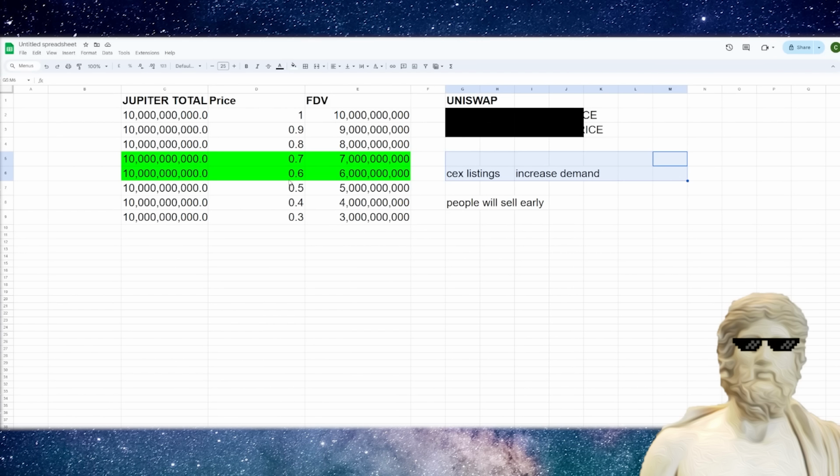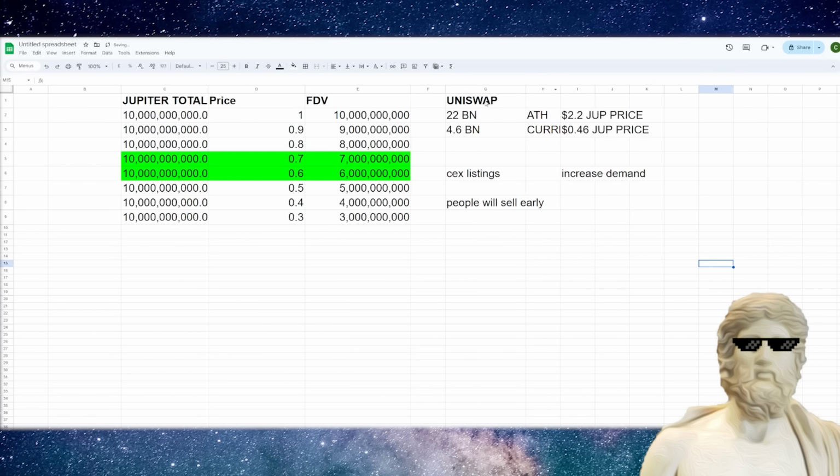But if you do have a look at some of these big Uniswap numbers right here, so we reveal this. 22 billion, if Jupiter matches the all-time high of Uniswap, long term, you're going to be seeing a $2.2 Jupiter price over the long term. So I don't think that's going to happen instantly today or anything. It's more of a long-term journey right here. And if it was to match the market cap, the FDV of Uniswap currently, you're looking at a Jupiter price of around 46 cents, okay? So they are kind of the different scenarios that are at play.